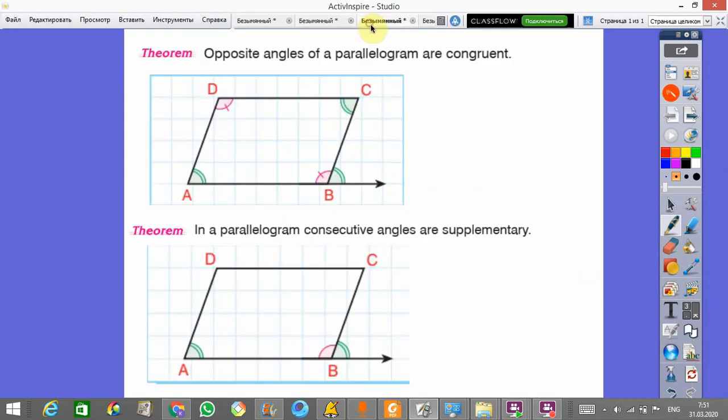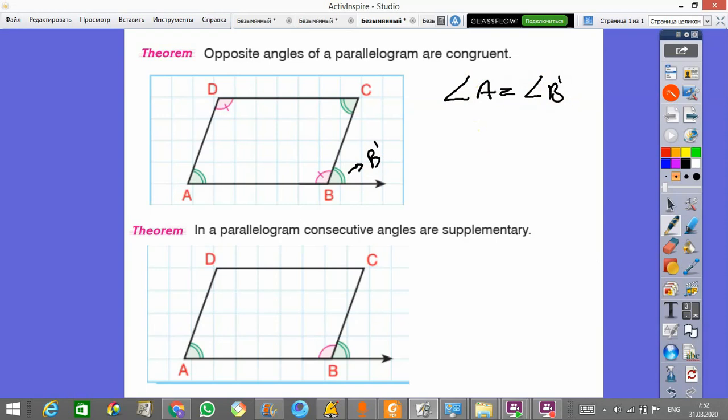Next property. Opposite angles of a parallelogram are congruent. Which angles? As you see, angle A and angle B prime are corresponding angles. Where is the B prime? B prime is here. So they are corresponding angles.